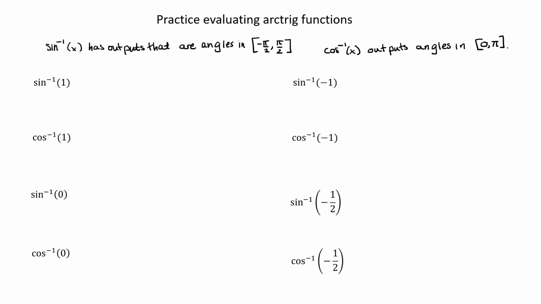So in this first example, we're looking for the inverse sine of 1. That is, what we want to know is for what angle theta is sine of theta equal to 1, where theta lives between negative pi over 2 and pi over 2. Okay, and if we think back to these functions, we know that this happens when theta is equal to pi over 2.